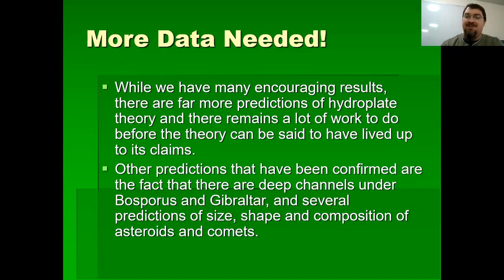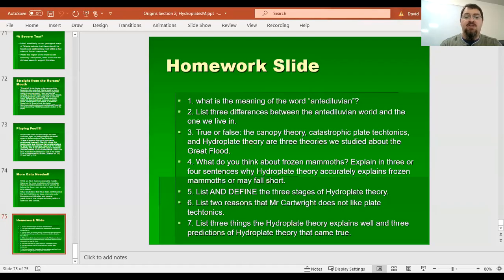Many encouraging results, guys. I'm a big fan of hydroplate theory, but we need more data. It is true, okay? Other predictions have been confirmed, if there are deep water channels under the Bosphorus and Gibraltar, again, indicating the sea level was originally much lower, not hundreds of feet, but perhaps thousands of feet lower than it is today. Several predictions on the size, shape, and composition of asteroids. I want to really quickly just visit that, okay?